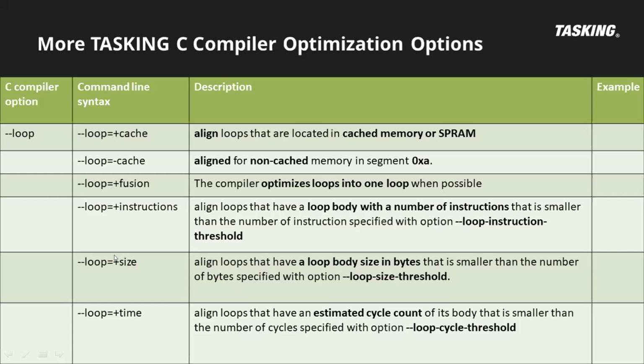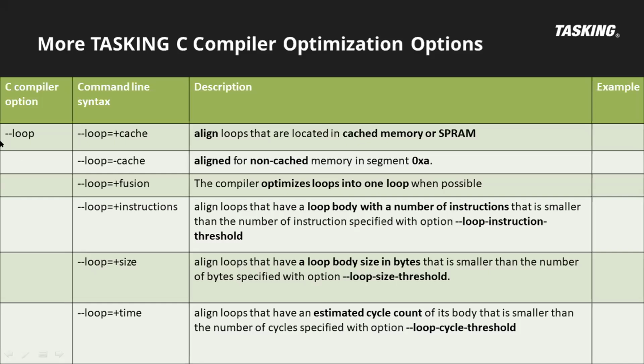You could define this with +size as well, which means the size of the loop in bytes. It will be aligned as long as it doesn't exceed the threshold that you define. That's called --loop-size-threshold. And the last option that we have here is +time. +time is related to the estimated cycle counts. So the loops will be aligned as long as the estimated cycle counts do not exceed this threshold. That's called --loop-cycle-threshold.